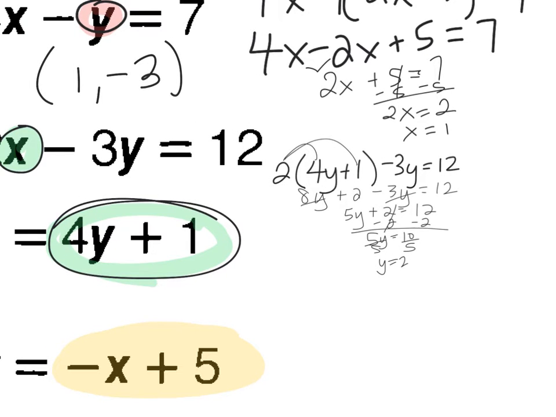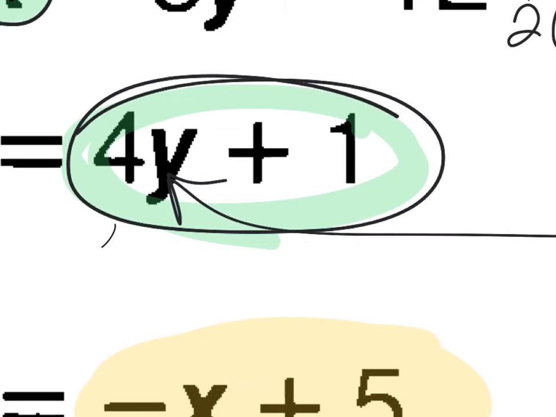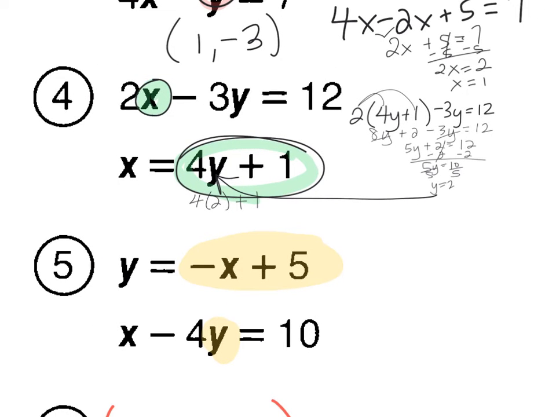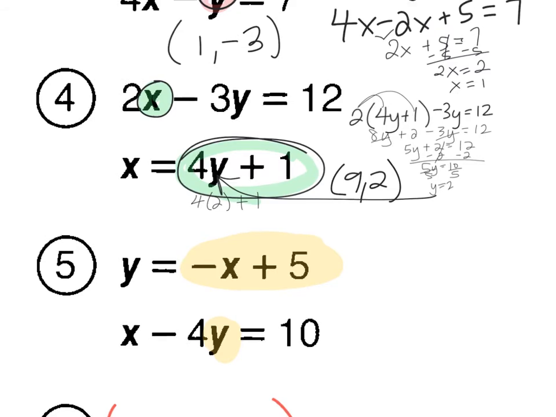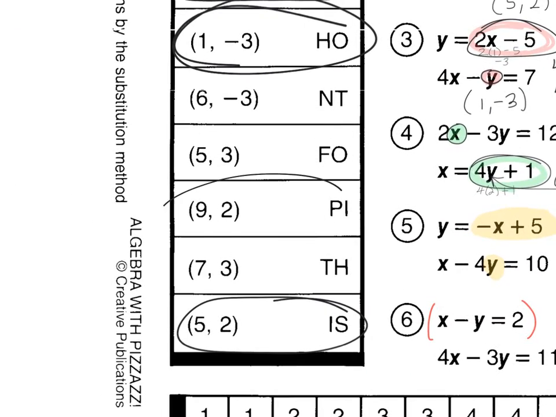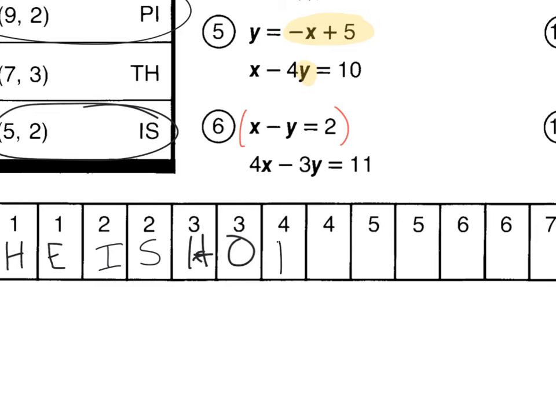So we're going to go back and we're going to plug in that 2 for y right here where we have highlight. So 4 times 2 is 8 plus 1 more makes 9. So my answer is going to be 9 and 2. Remember, x always goes first. Here it is, 9 and 2. P-I.